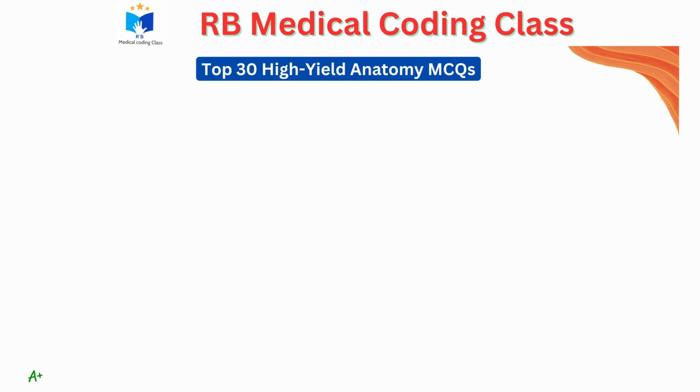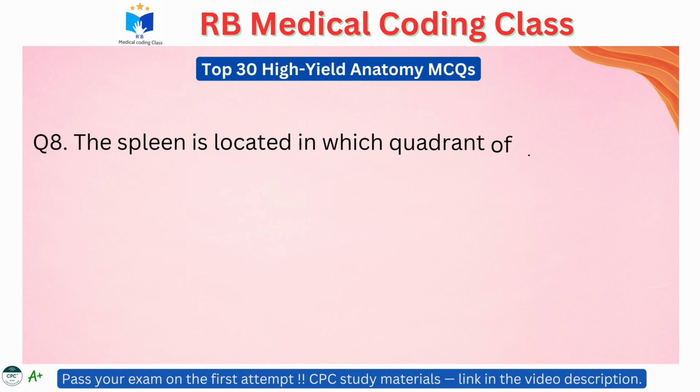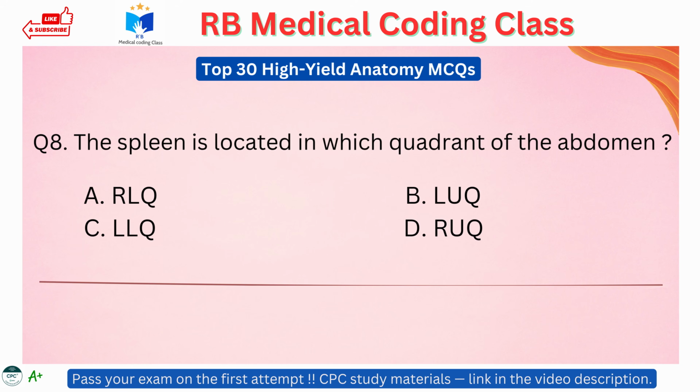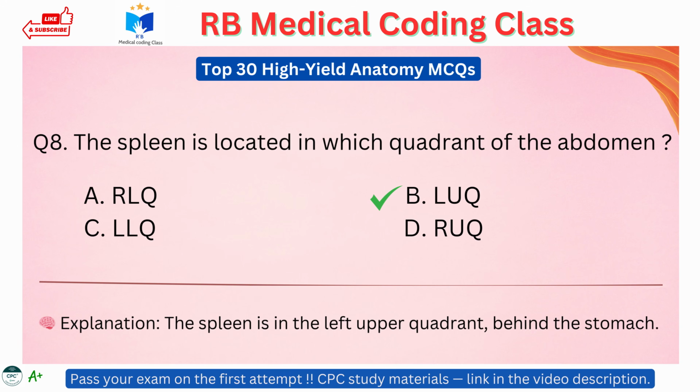Question 8. The spleen is located in which quadrant of the abdomen? A. RLQ. B. LUQ. C. LLQ. D. RUQ. Answer. B. LUQ. Explanation. The spleen is in the left upper quadrant, behind the stomach.